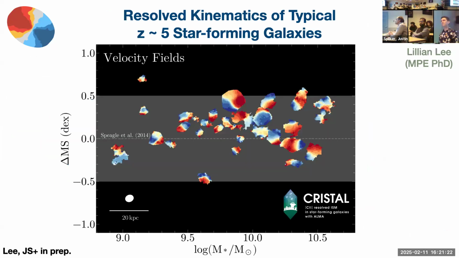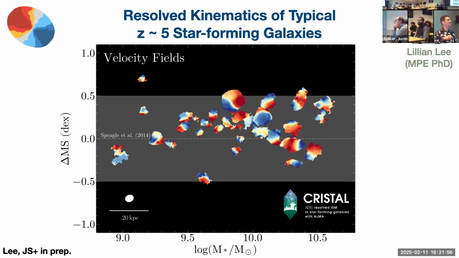To extend that to the full sample, this was work done by Lillian Lee, who's a finishing PhD student at MPE, working with Natascha Förster Schreiber. She basically extended that analysis that Anna had done to the full CRISTAL sample. And so what I'm showing you here is now those same velocity fields as a function of stellar mass, and then essentially how far away are they from the main sequence. So galaxies above this line are slightly more star forming than a truly typical galaxy. Galaxies below that dashed line are slightly less star forming than a typical galaxy.